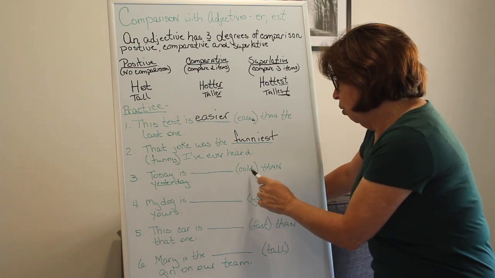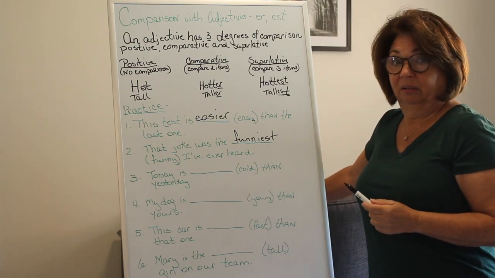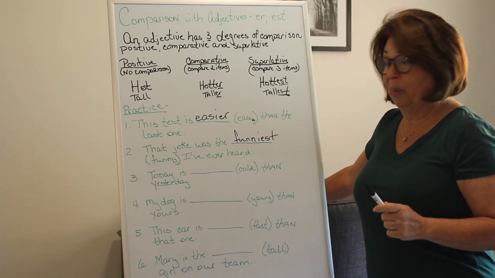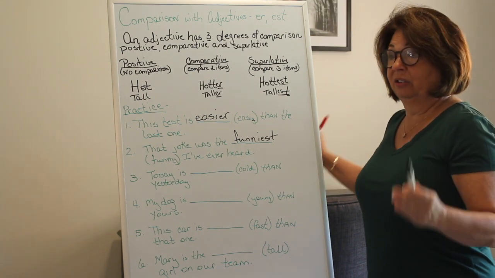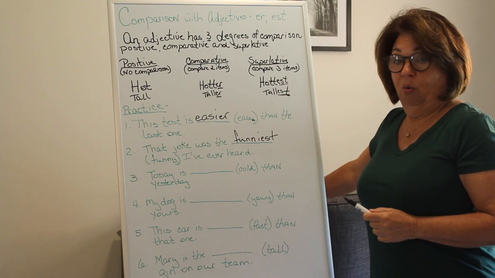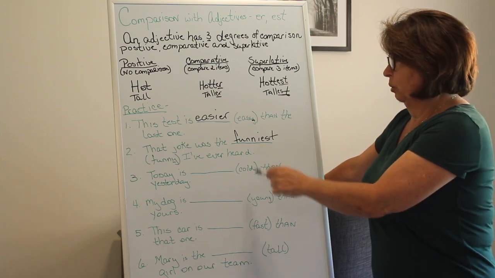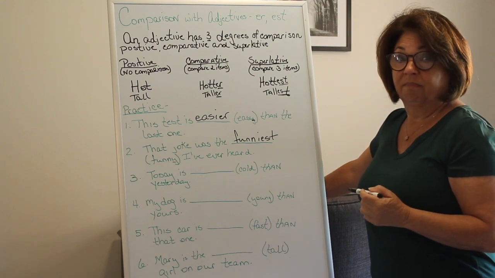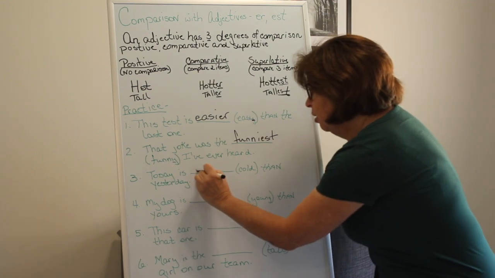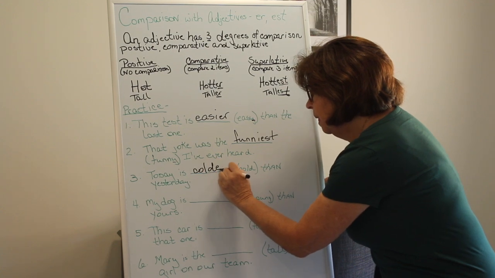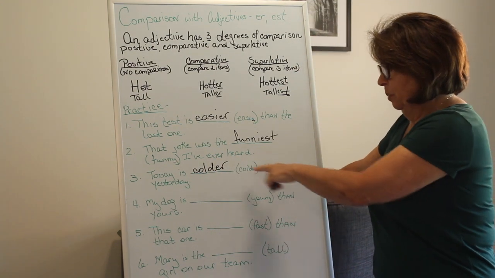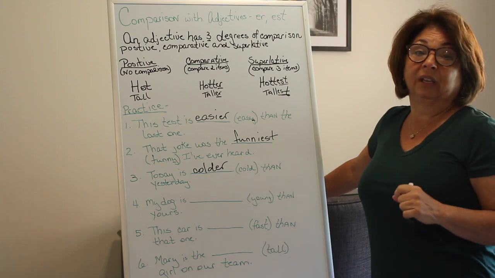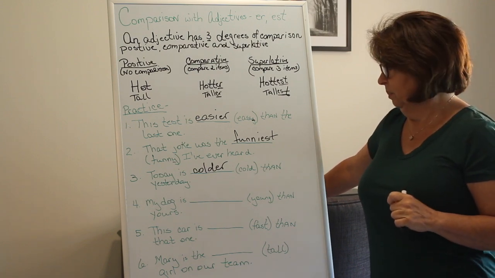Today is cold than yesterday. So think about this. How many things are we comparing? Today and yesterday. 2 things. So which version are we going to use? Comparative or superlative? All right, if you said colder, you would be correct because we're comparing 2 things, so we put the ER on the back of the sentence.